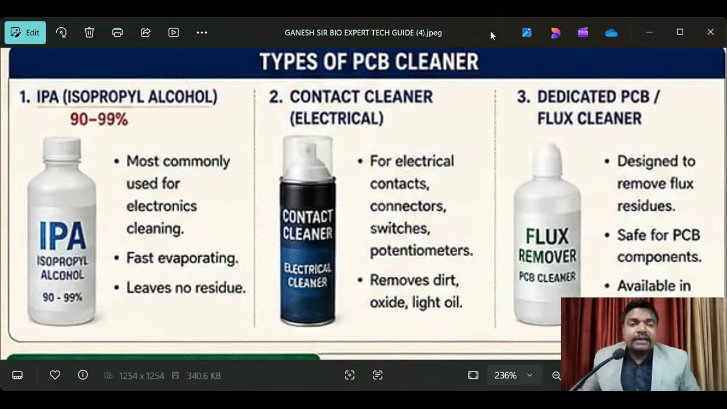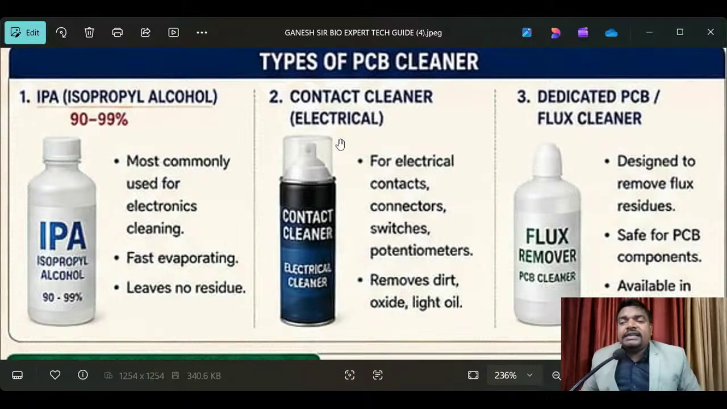Okay, right, come on, see this picture. First, see the pictures here. IPA, isopropyl alcohol, 90 to 99%. See here, most commonly used for electronics cleaning, fast evaporating, leaves no residue. Every cleaner has a specific, unique character. Every characteristic is significant. So every cleaner is going to perform its individual functions.